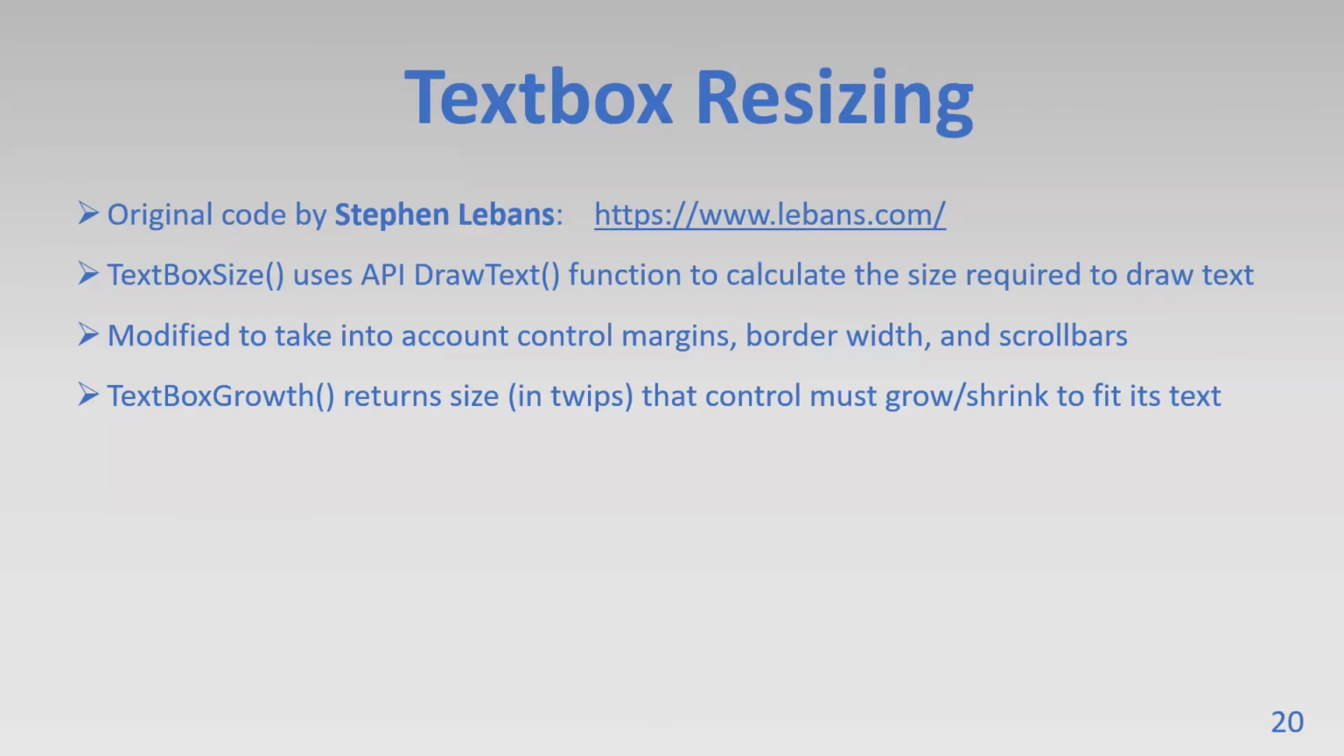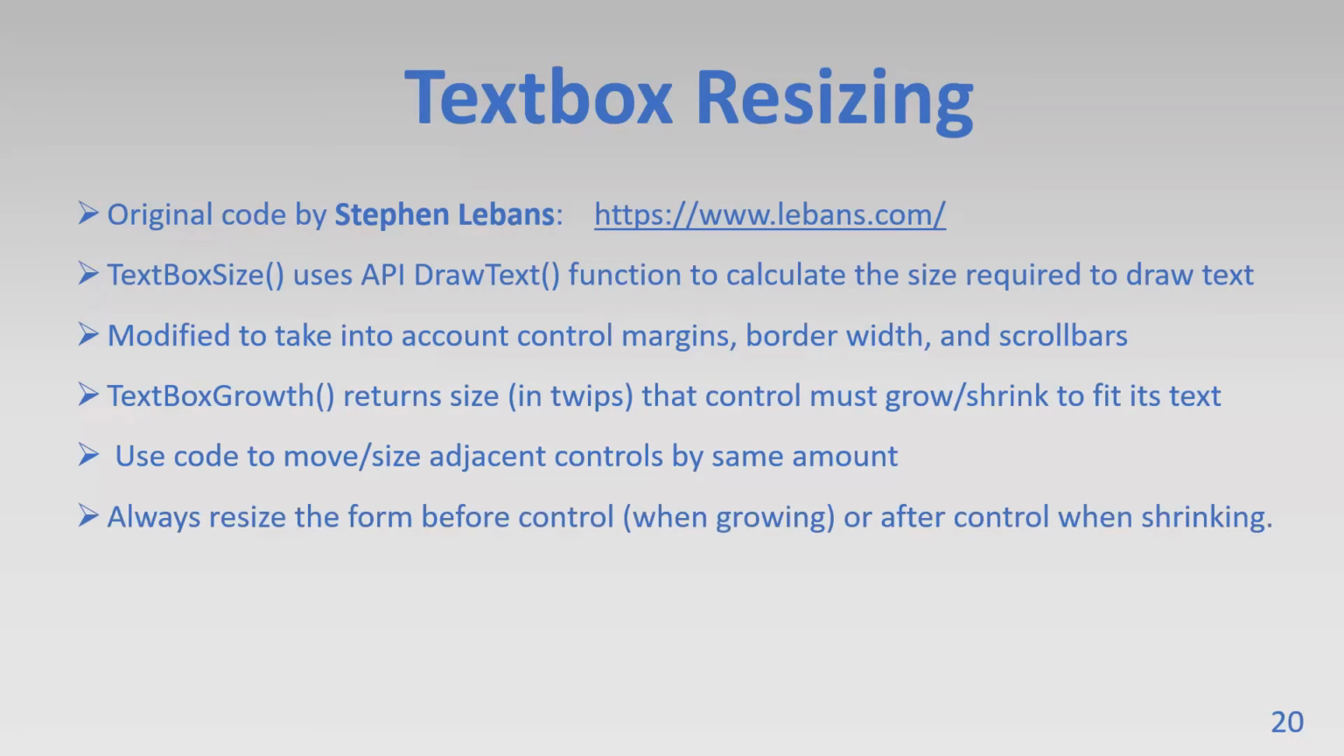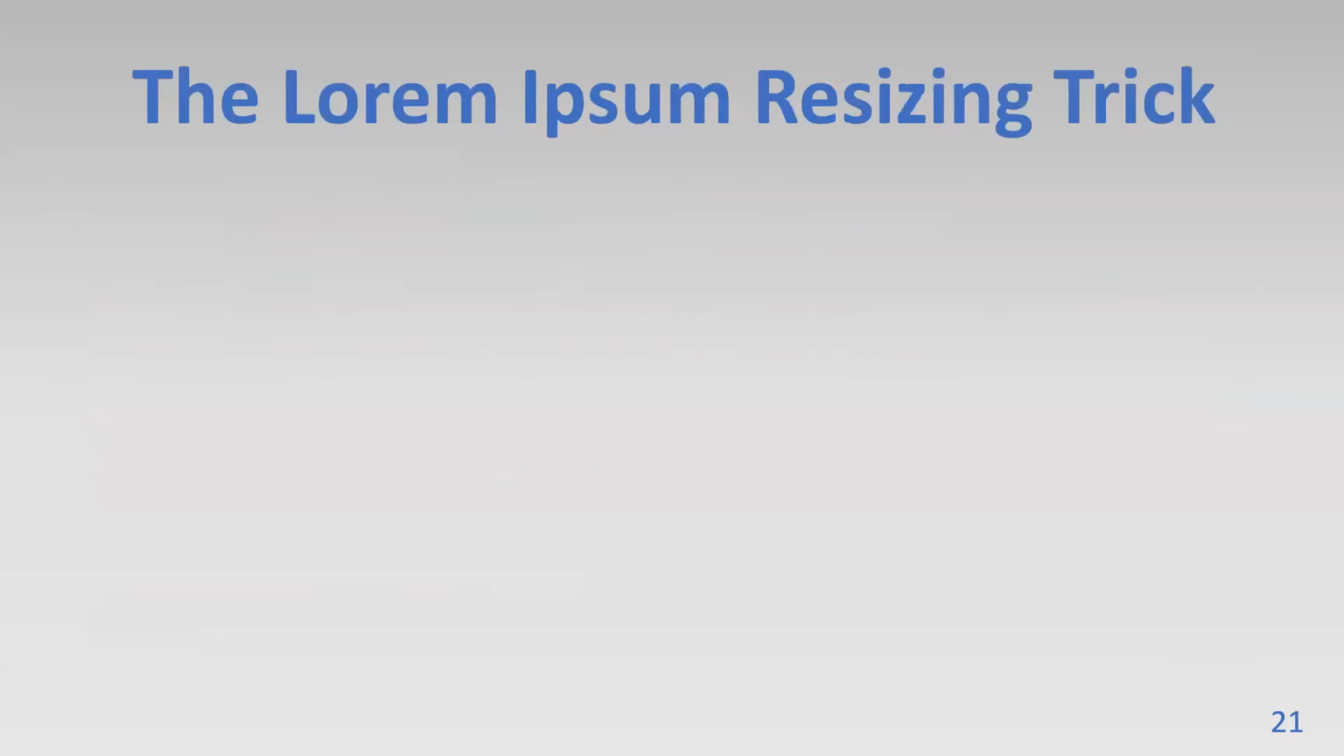So with a single line of code, you can actually use that to move or size the adjacent controls by the same amount. So you can actually make a text box grow, and then because you know how much it's grown, you can apply that growth to its adjacent controls to move them to match. If you're doing that, just a tip, you must always resize the form before growing so that your control doesn't bash against the edge. And you must always move the control when it's shrinking before you shrink the form, otherwise the form will get left behind. And you've got can shrink and can grow for forms. Let's have a look at the resizing.